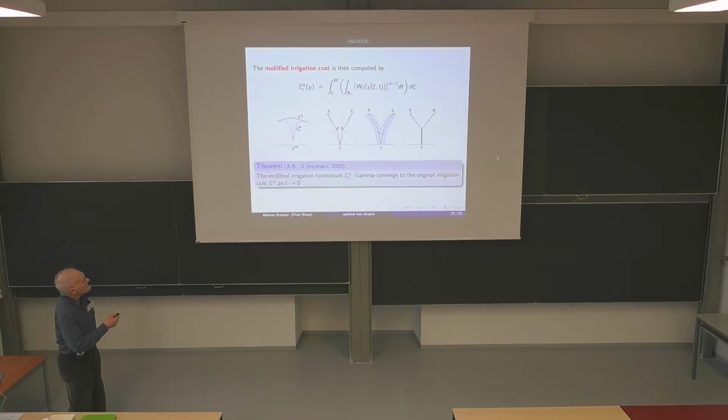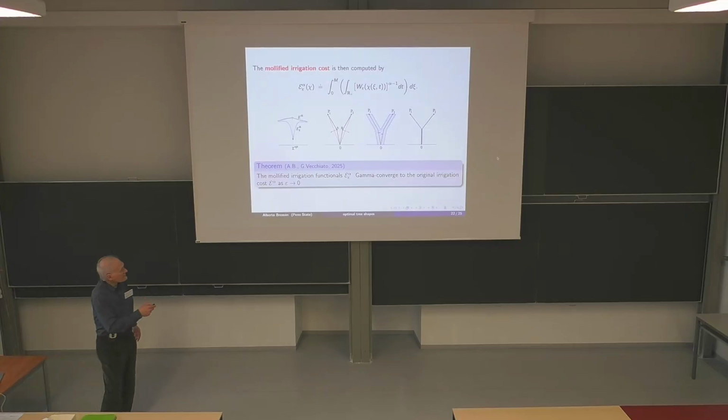And so then the modified irrigation cost is computed in this form. And one thing that we can prove is that in this case, the modified irrigation functional gamma converges to the original irrigation cost as epsilon goes to 0. And so how does this work?